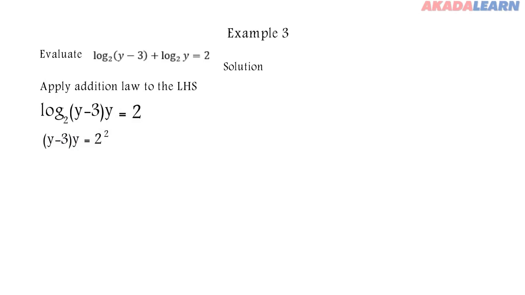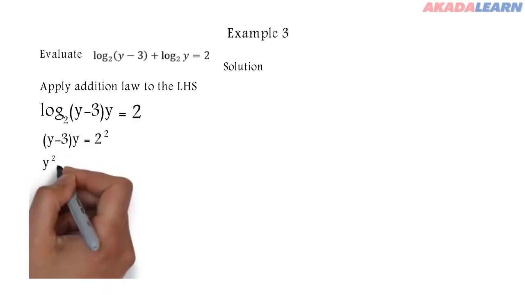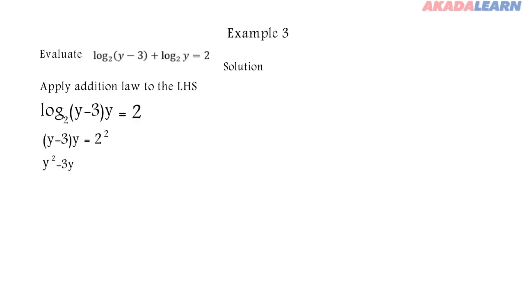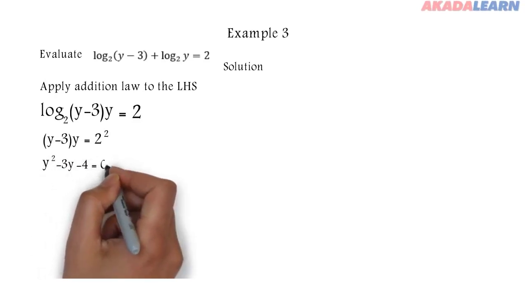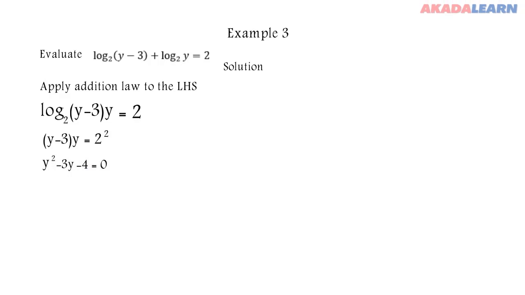So let's open up the bracket on the left hand side. y times y is y squared, minus 3 times y is minus 3y. Now 2 raised to power 2 is 4. When we subtract 4 from both sides, we are going to have y squared minus 3y minus 4 equals 0.